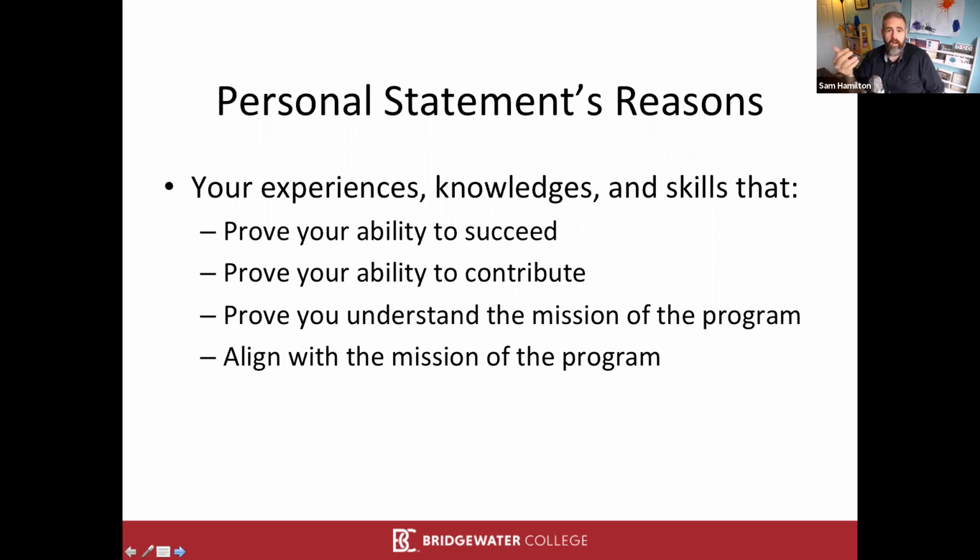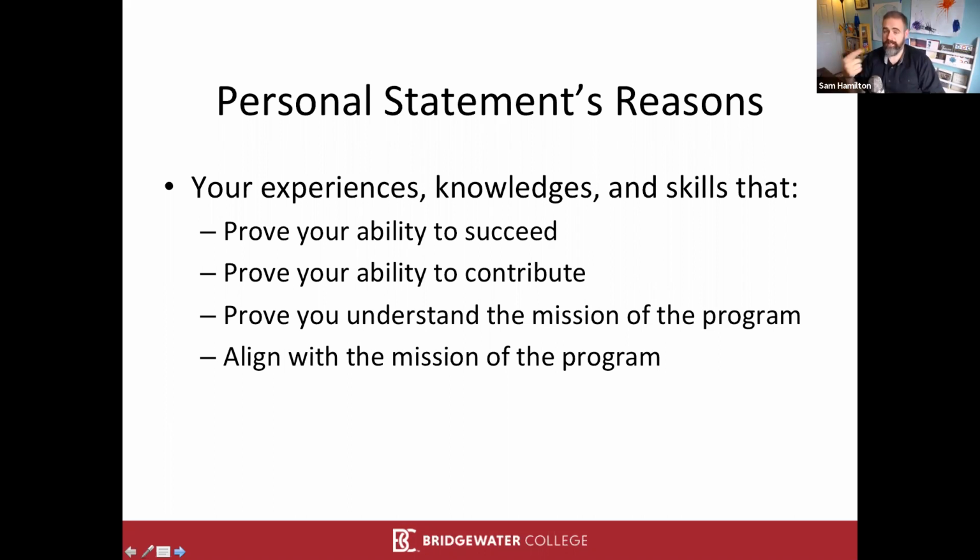You kind of want a letter reader to walk away from reading your cover letter or your personal statement thinking to themselves, why isn't this person already a part of our program? Why isn't this person already employed here? Because you want to basically say, look, I've been training for this position. Not I've been training for any position, but I've been training for this position.